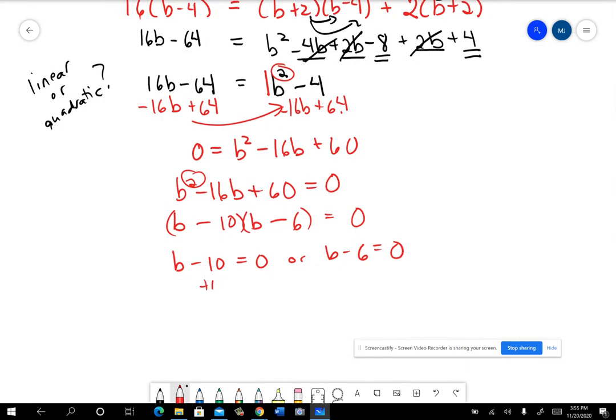We'll add 10, and we'll get b equals 10, or here we'll add 6, and we'll get b equals 6.